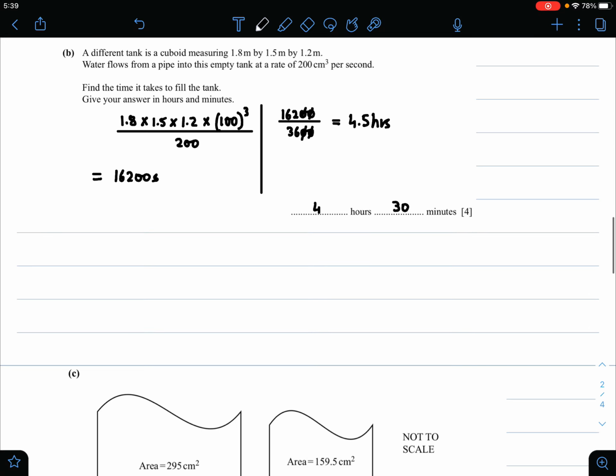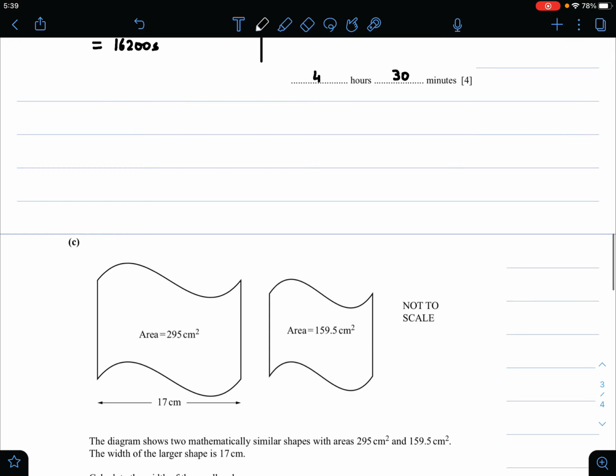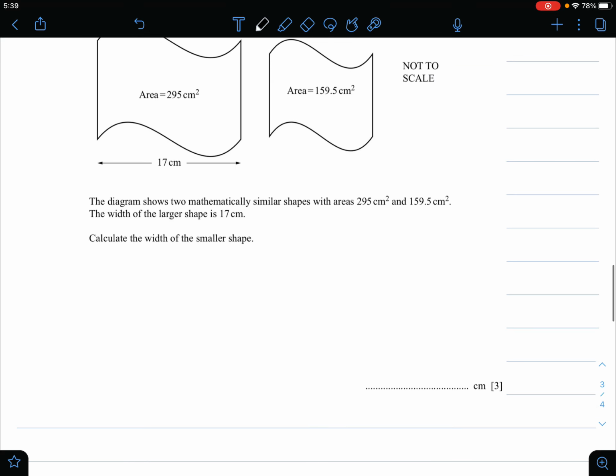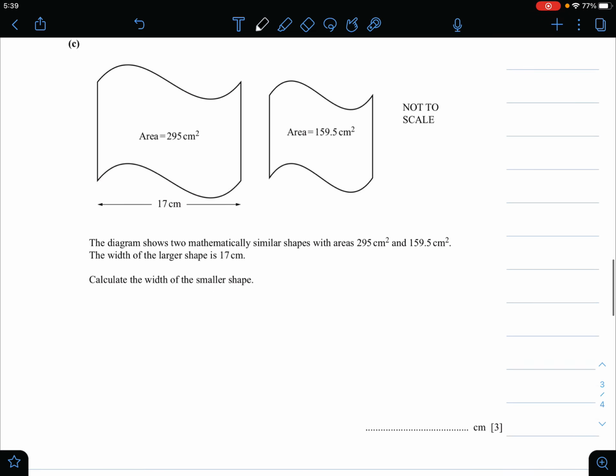Now let's move to part C. For part C, they are asking us to calculate the width of the smaller shape. So they have given us the width of the bigger shape and the area of the smaller shape. So this is really easy. All you need to do is divide the width of the bigger shape with the width of the smaller shape, or vice versa. So let's do x divided by 17 is equal to the area.